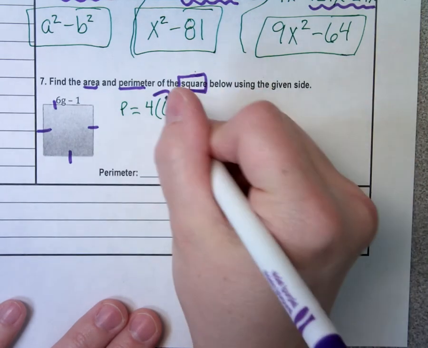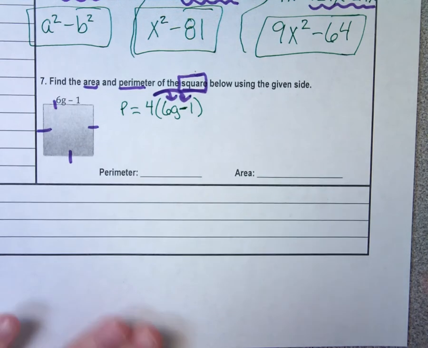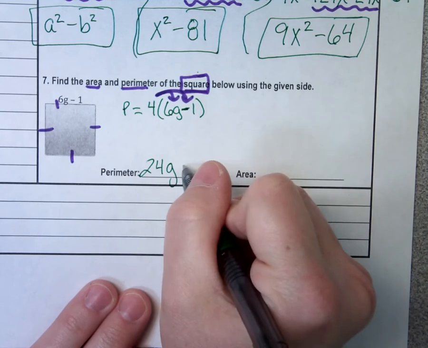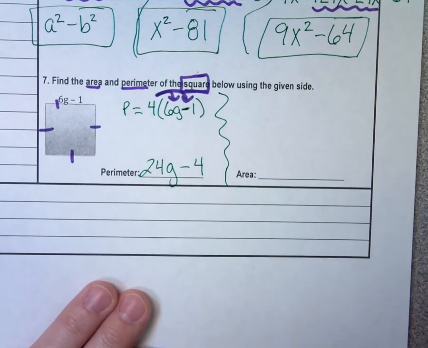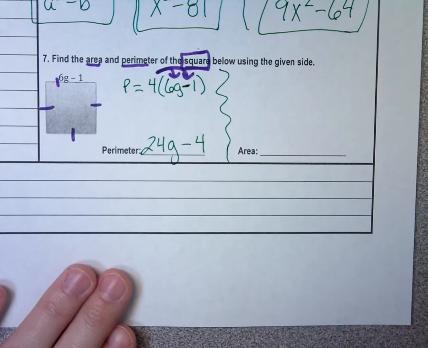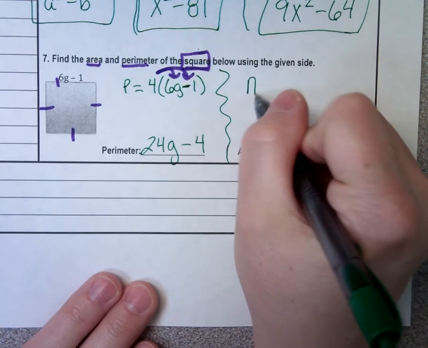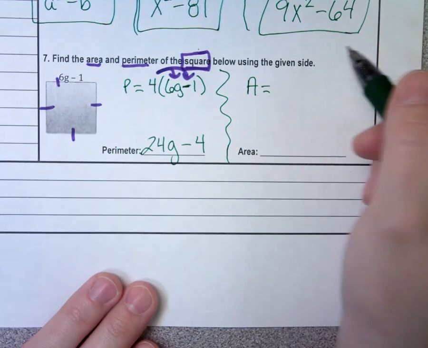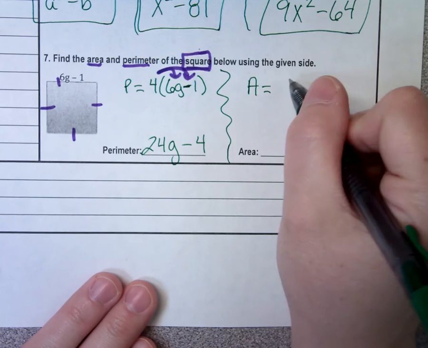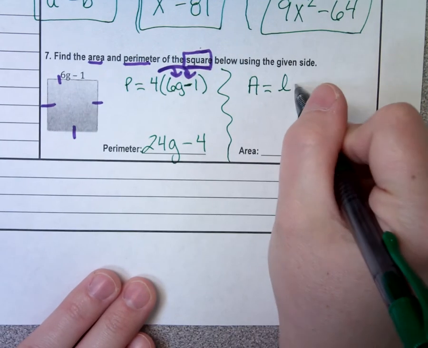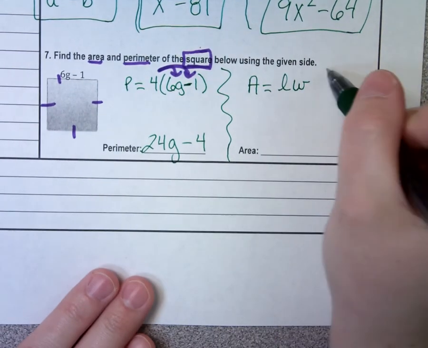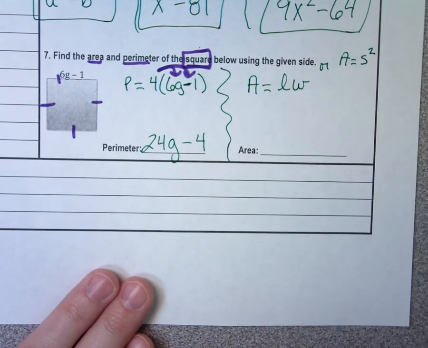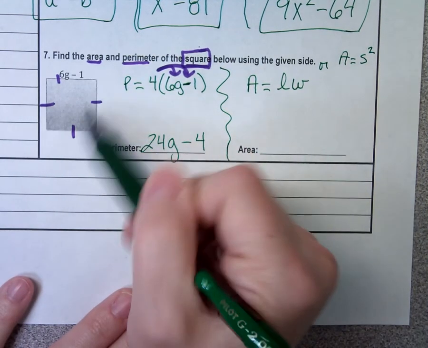So let's distribute the 4. And what would you get if you distribute that 4 for your answer? 24g minus 4. That's the perimeter. Okay. Area of a square, we can either do length times width, or we could take a side and square it. Either way. So I'll just go ahead and do length times width because most of you are more familiar with that. But the other thing I was talking about is I could just take a side and square that side because all sides are the same in a square.